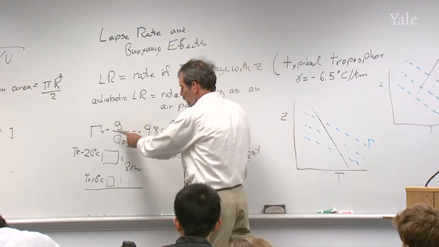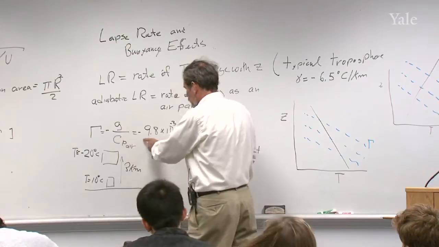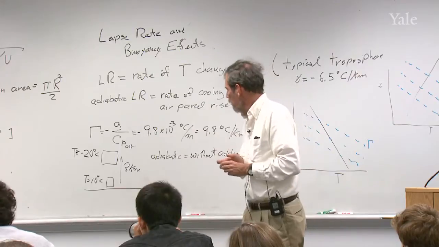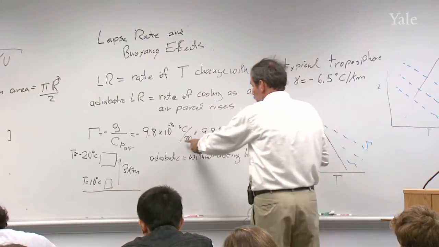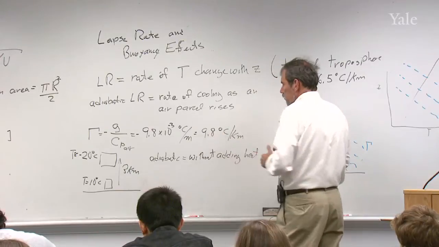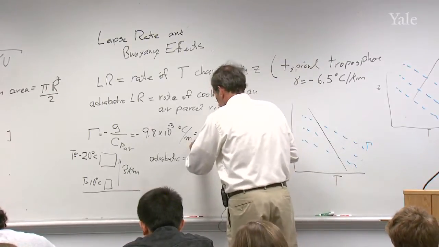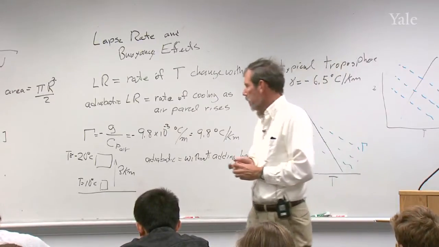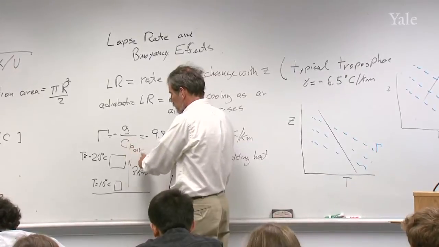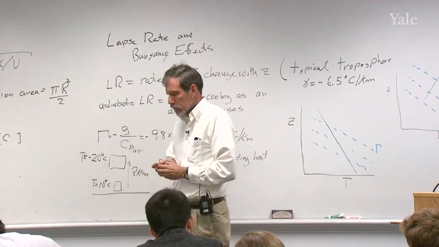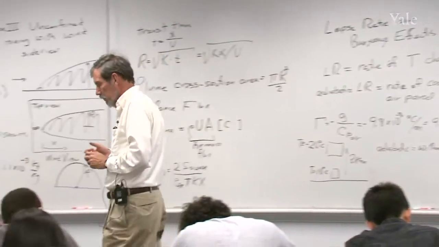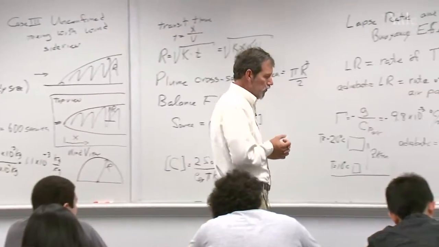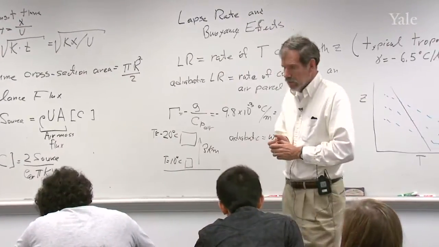For the Earth, in our atmosphere made of air, the value is about minus 9.3 times 10 to the minus 3 degrees Celsius per meter, or expressing that in kilometers, it's about minus 9.8 degrees Celsius per kilometer. Question? What's the denominator again? The heat capacity at constant pressure for air. You can look it up in a table of physical constants. You can Google it. Its value is about 1,004, I believe, in SI units.